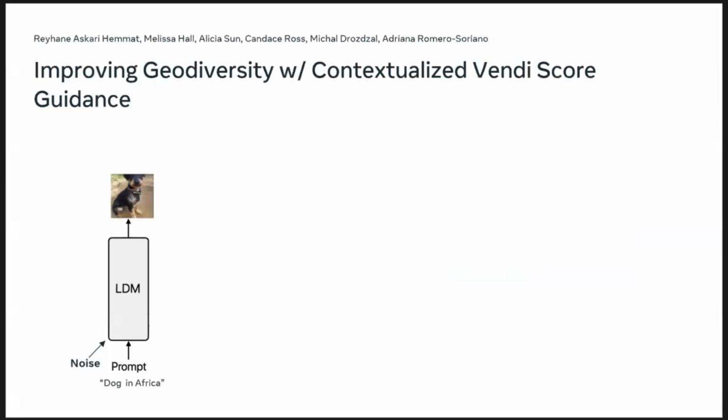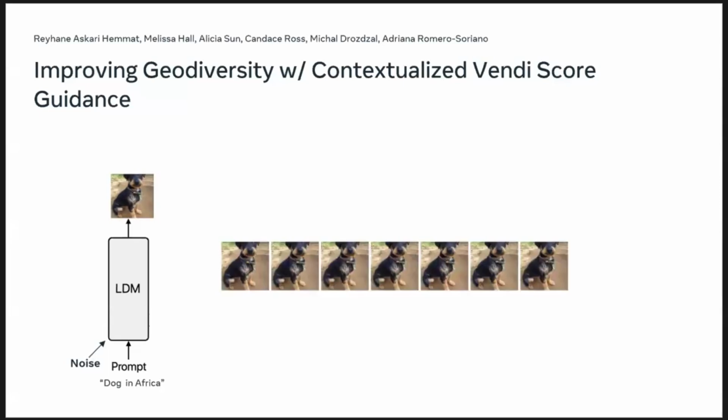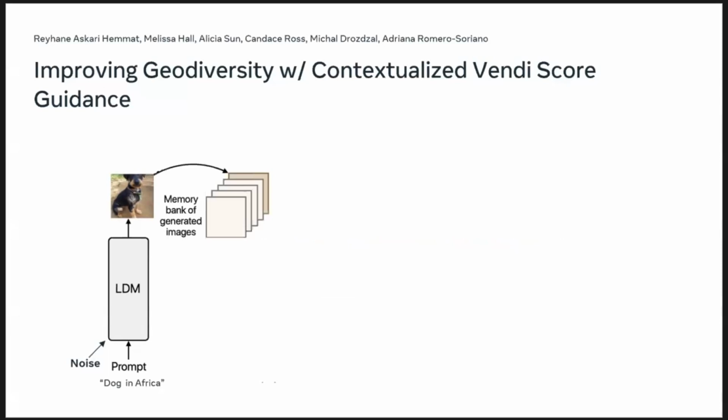Now, how do we go about improving generation diversity? This is a recent contribution where we try to leverage what we call a contextualized Vendi score. If we have a generative model and we condition with a prompt and a fixed noise, so we fix the seed, we can run the generative process a few times and we'll always get the same image. What we try to do here is introduce diversity even though we're fixing the seed. So how do we do that?